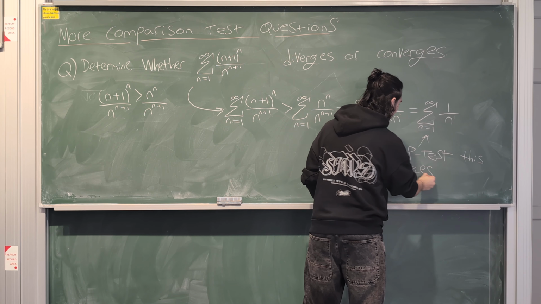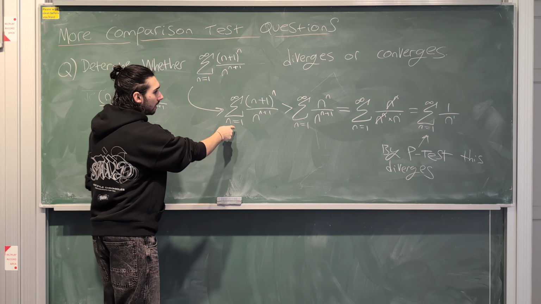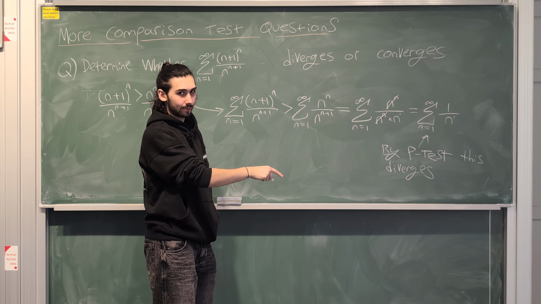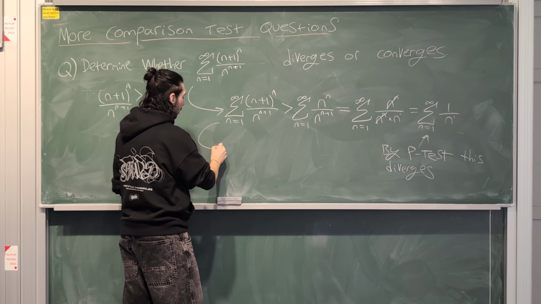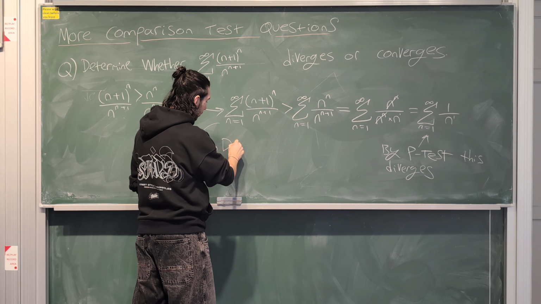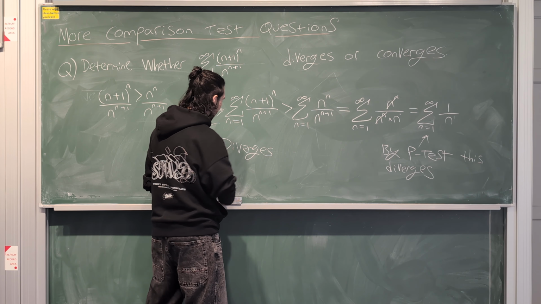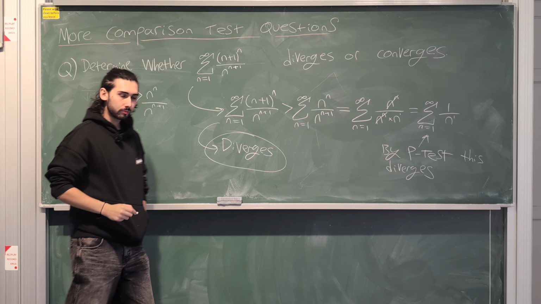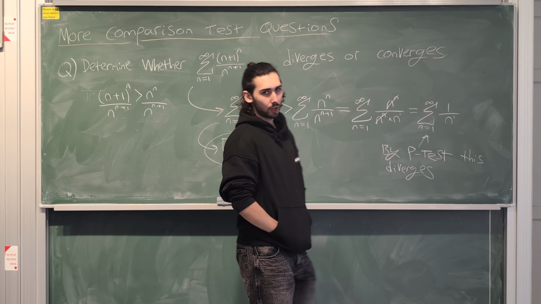But here's the kicker. We said that the original thing over here is bigger than this. This is bigger than something divergent, which means that this also diverges because it is bigger than infinity, so it's also infinity. Boom, there we go. So there's 3 questions using the comparison test once again.